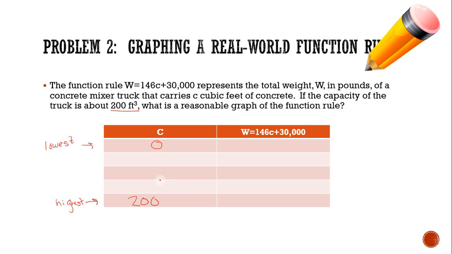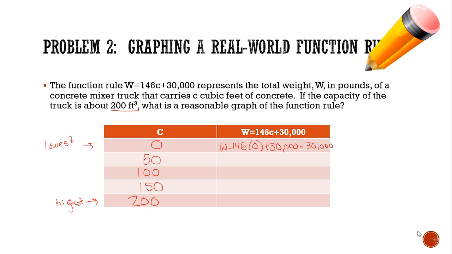So now I want to probably go up by a big amount. So I'm going to go up by 50s. I think 50 looks about right. Now I could have gone up by something different, but I just wanted to go up by a pretty nice constant amount. Then I'm going to plug in my C into my equation. So I got W equals 146 times 0 plus 30,000. Now 146 times 0 is 0, so that gives 30,000.